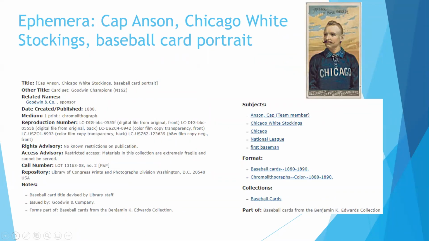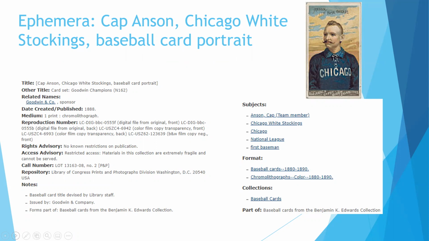Okay, so this is an example of ephemera. This is Cap Anson, Chicago White Stockings baseball card portrait. I included this because my dad has been a lifelong Chicago White Sox fan, and I found this picture and thought, oh yeah, I'm gonna add this to my presentation. So this is actually a baseball card. And you can see that the digitized image is above right, and that's Cap Anson there with his uniform.